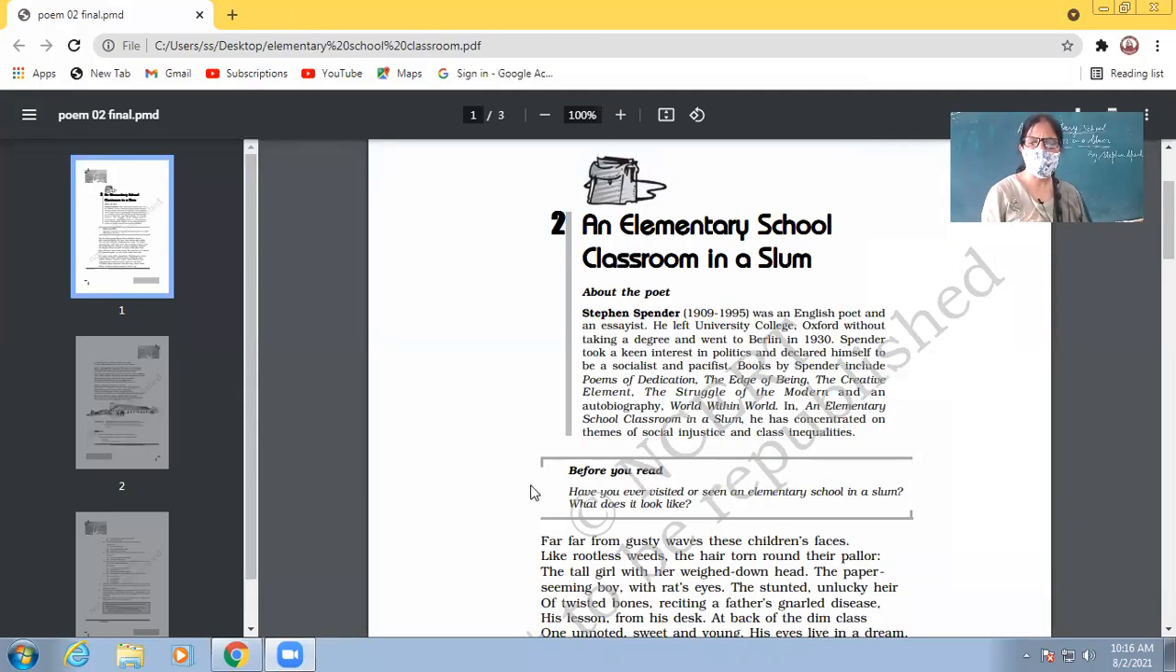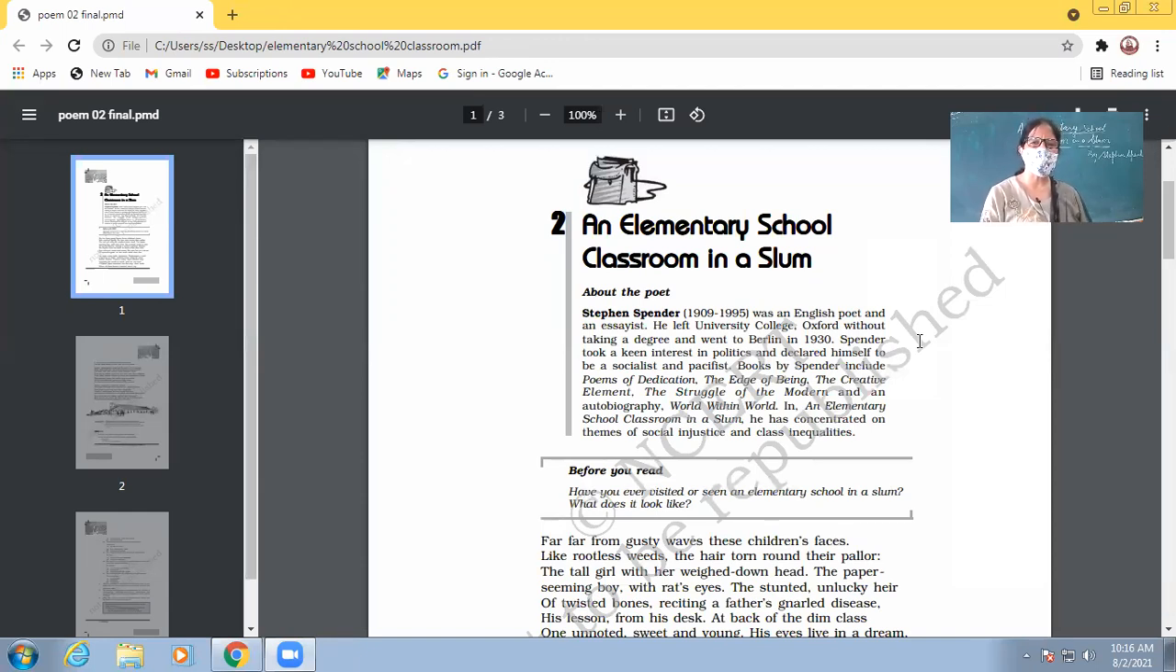Yes, good morning. So here we start with a poem, "An Elementary School Classroom in a Slum". So what is an elementary school? An elementary school is up till class fifth, where the basic or the foundational classes are done. So in an elementary school, the students must be given basic education, and in order to give them basic education, the infrastructure should also be congenial.